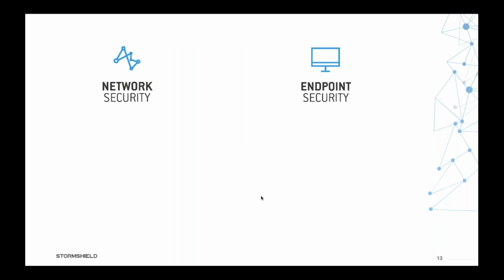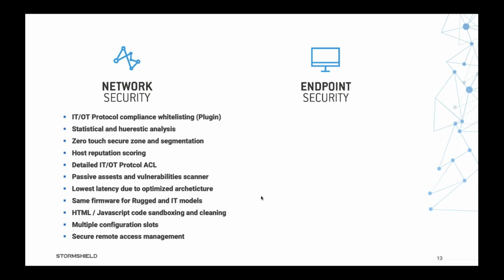Now, this is a very ugly slide, I warn you, because it's just a list of things to bring to your attention about what we do, for example, in network security and what we do in endpoint security. In network security, we have full IT/OT protocol compliance whitelisting, which is the plugin that we will see in the demo. We have full statistical and heuristic analysis. We have a zero-touch secure zone and segmentation.